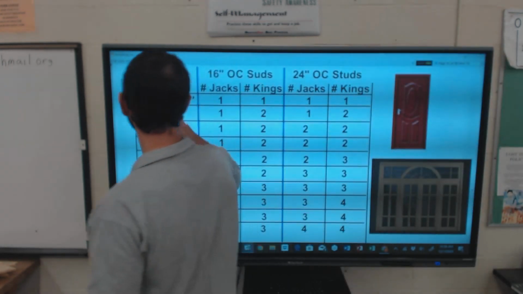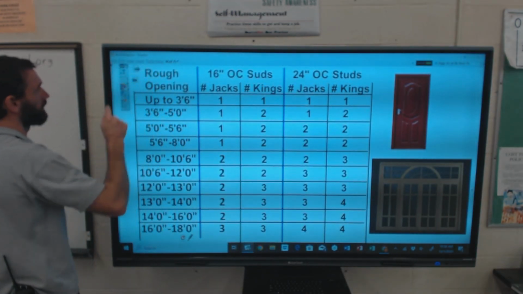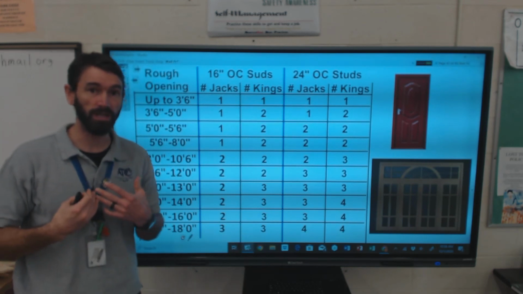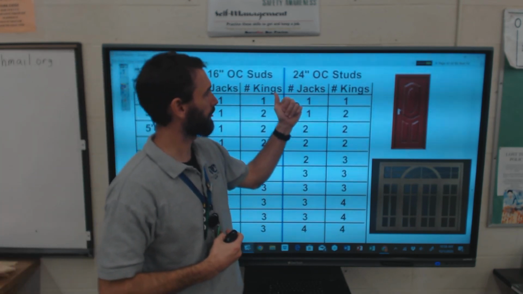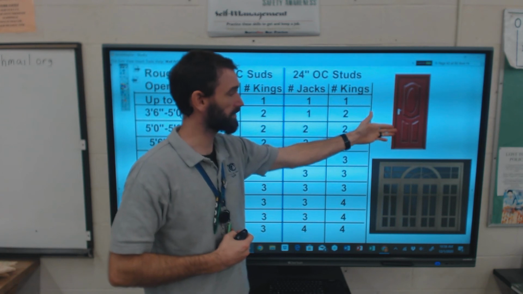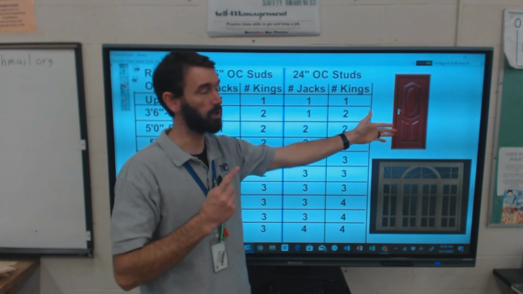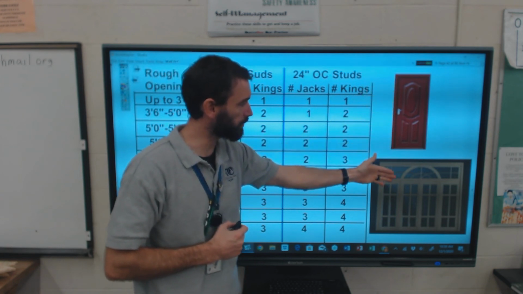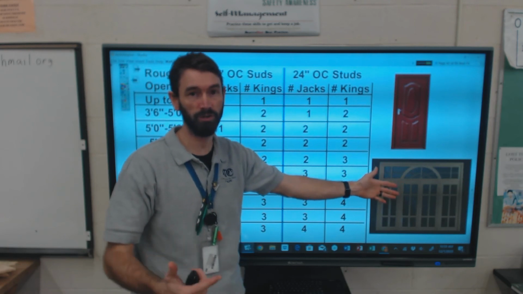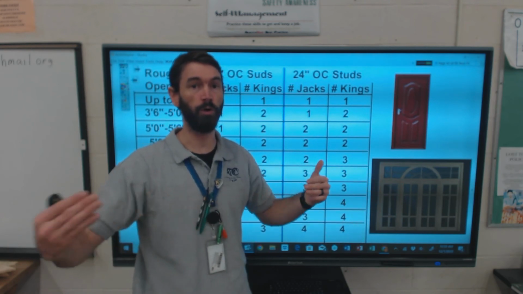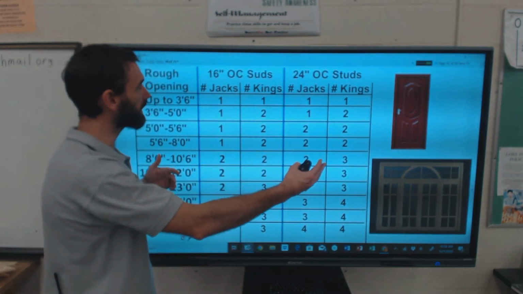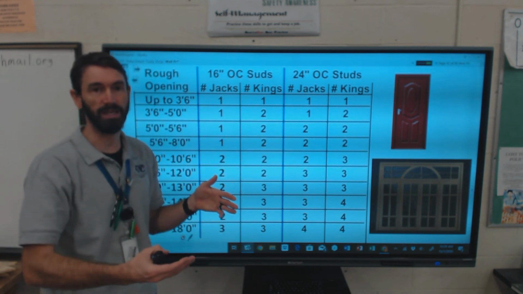Okay, one thing that we're going to do in here a lot is we're going to be working with single doors, just single opening doors. But there's a lot of doors when you have patio doors, French doors, bifold doors where your opening gets wider. And when your opening gets wider, you're going to need more jacks and kings to support that.